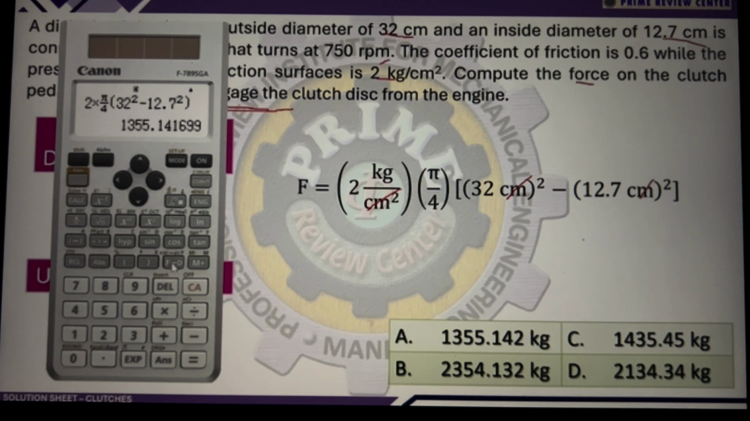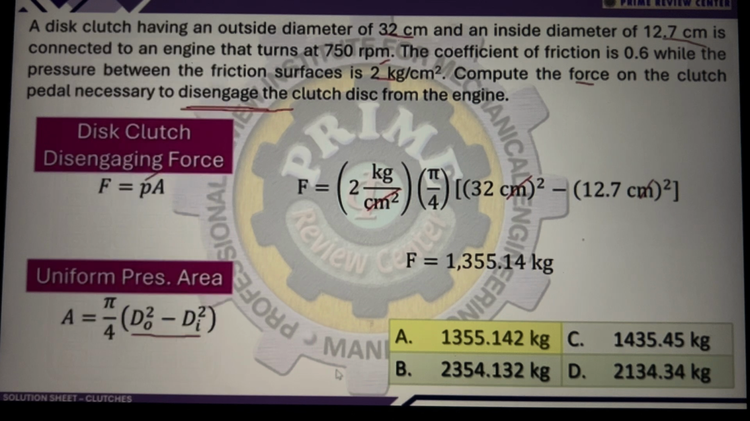So, press mo lang FD para makuha natin yung decimal. That is 1355.14 kilograms. So, yung sagot natin yung letter A.